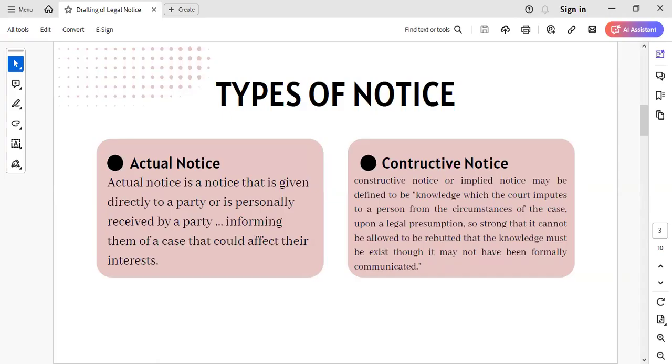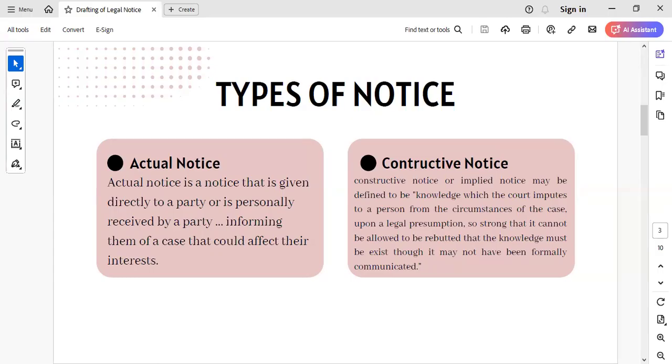Please read the constructive notice. Sudhakar sir, please read, or anyone else. You have to know the terms. That's why I'm asking you to read.